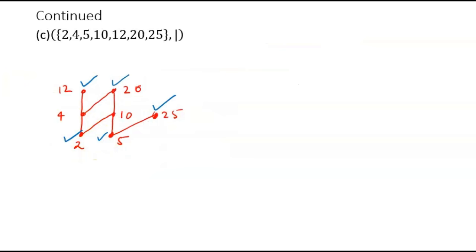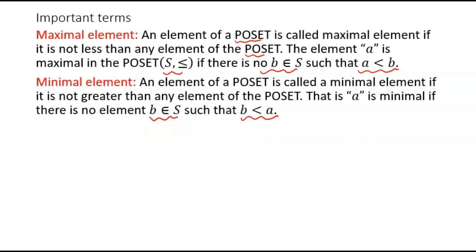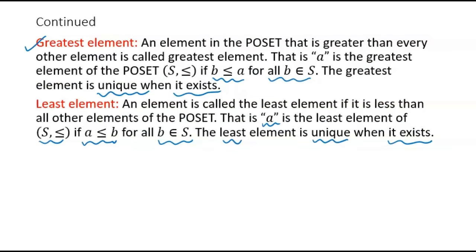If I come here and ask you, is there any greatest element? The answer is no, there is no greatest element. We had 12, 20 and 25 as the maximal elements and 2 and 5 as the minimal elements, but none of 12, 20 and 25 is the greatest, and none of 2 and 5 is the least element, right? So I believe that you have all understood what the minimal element, maximal element, greatest element and least element are.